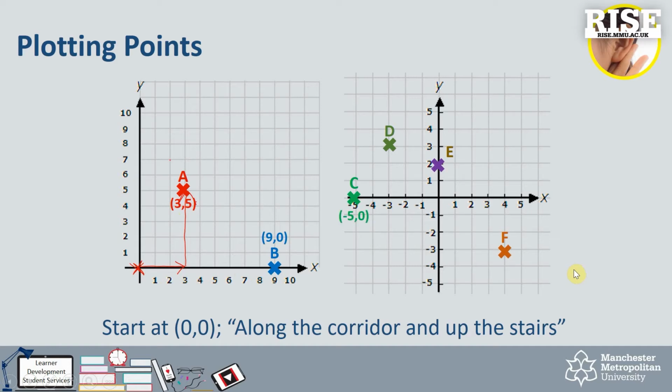C is the point -5, 0. D is the point -3, 3. E is the point 0, 2. And F is the point 4, -3.